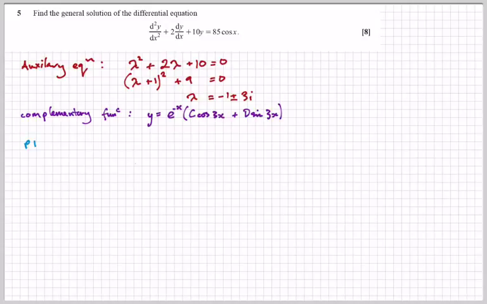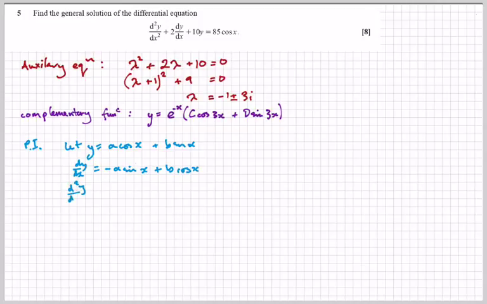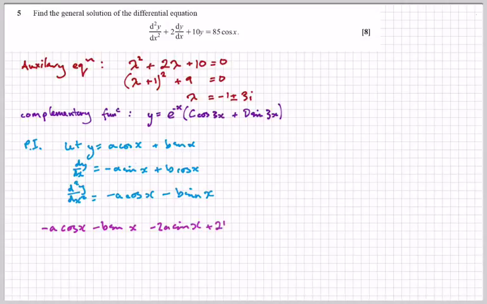We don't have to worry now about the particular integral being part of the complementary function, so we can just let y equal a cos x plus b sine x. Differentiating gives you minus a sine x plus b cos x, and differentiating again gives you minus a cos x plus b sine x. Substituting this into the differential equation gives you minus a cos x minus b sine x minus 2a sine x plus 2b cos x plus 10a cos x plus 10b sine x equals 85 cos x.